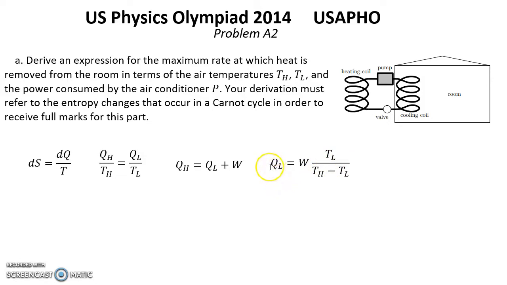Now we just need to divide this Q low by the time to get the rate at which this heat is removed from the room. This will be Q_L over time t, which is equal to the power multiplied by this coefficient. This is the answer for question A.